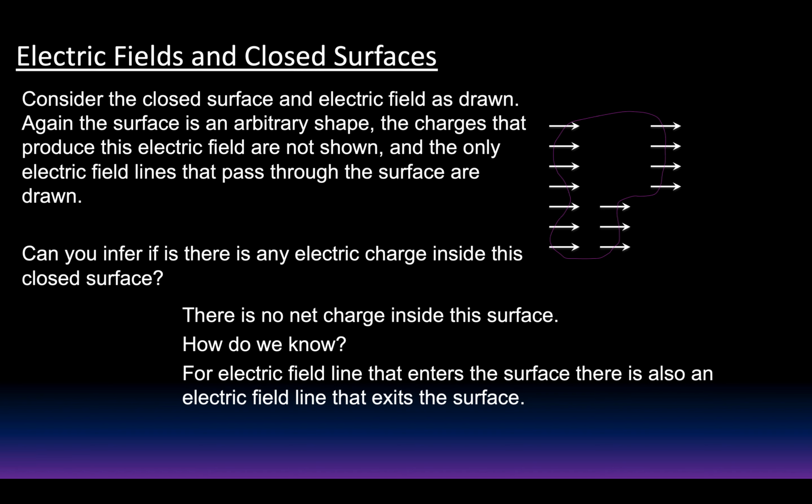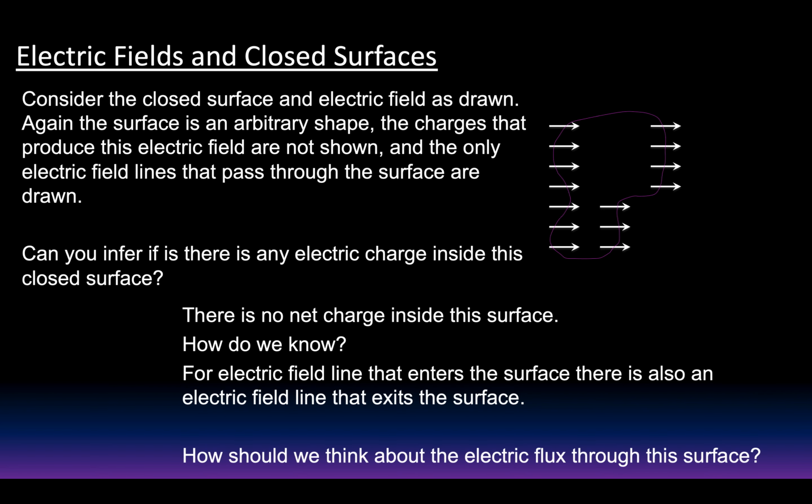But that's not what we see. We see equal number of electric field lines entering the surface as exiting the surface. So we could conclude overall there is going to be no net charge inside the surface. Now, how should we think about the electric flux through the surface?